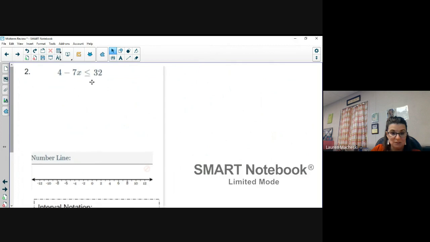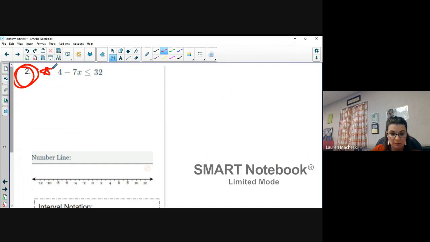All right, so let's look at question number 2. I know we've already done a number 2, so just put number 2 and write the inequality. I'll be able to tell. Make sure you're nice and neat with your work, which you guys know how to do by now. All right, you can't touch -7x until you get rid of +4, so subtract 4. So -7x is less than or equal to 28.